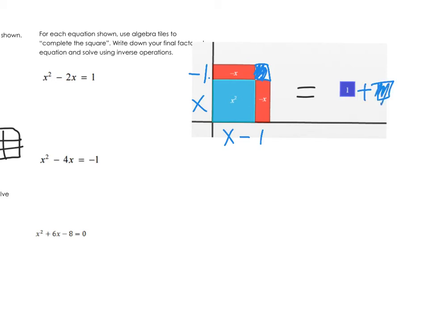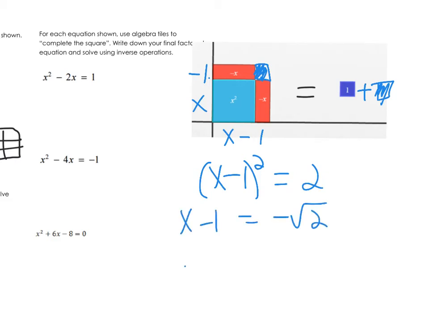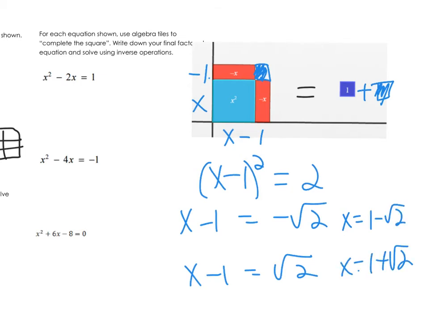So doesn't that give me x minus 1 times x minus 1, or x minus 1 squared equals 2? Take the square root. x minus 1 equals negative square root of 2. x minus 1 equals positive square root of 2. And then we're going to add 1 to both sides. So x equals 1 minus root 2. x equals 1 plus root 2. And that's the solution to this algebra tile problem, or this quadratic equation.